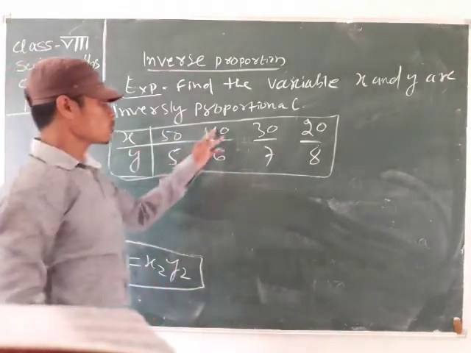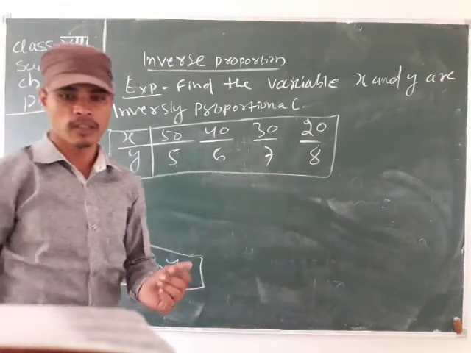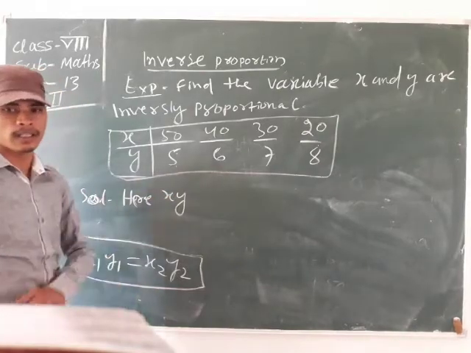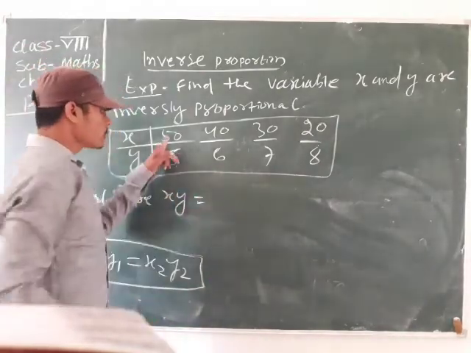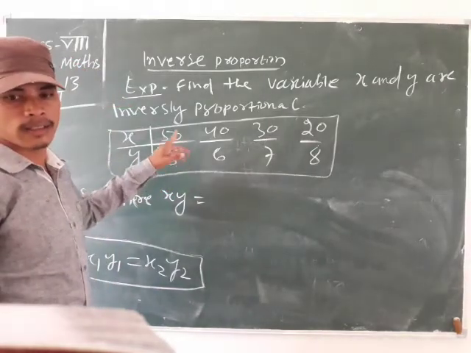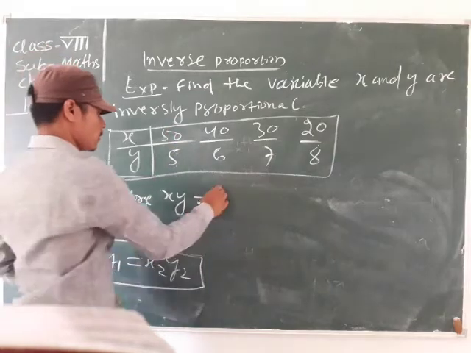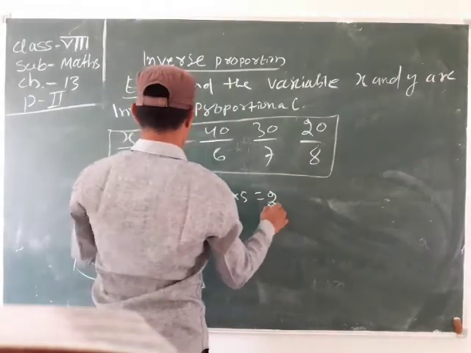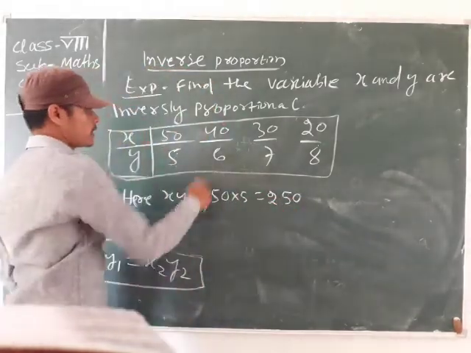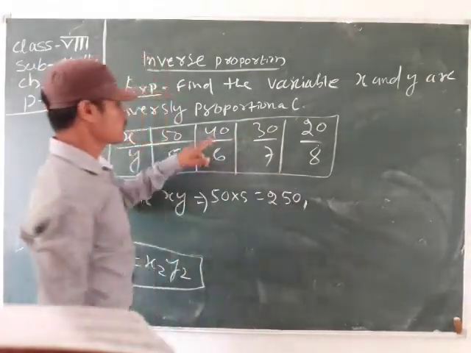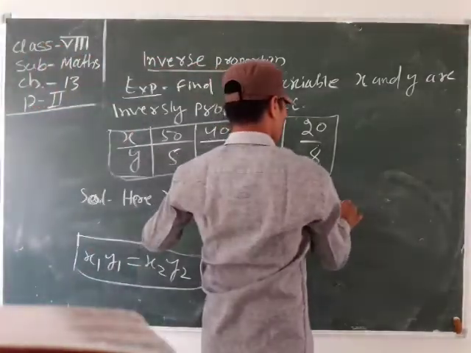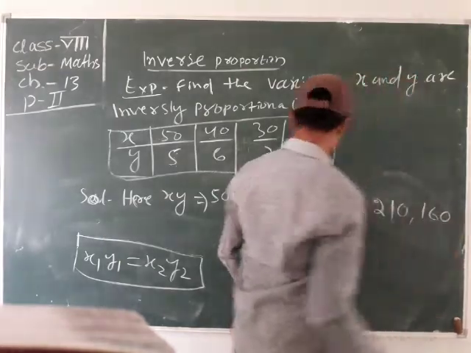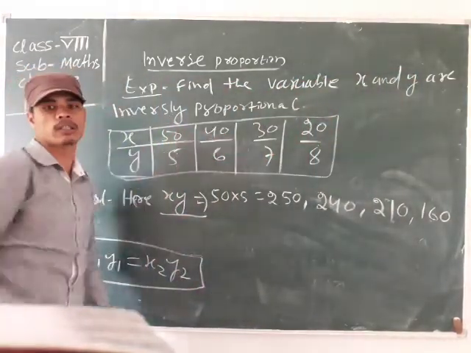We take x1, y1, x2, y2, the four numbers. Find xy: 50 into 5 is 250. The second one, 40 into 6 is 240. The third one is 210. The fourth one is 160.